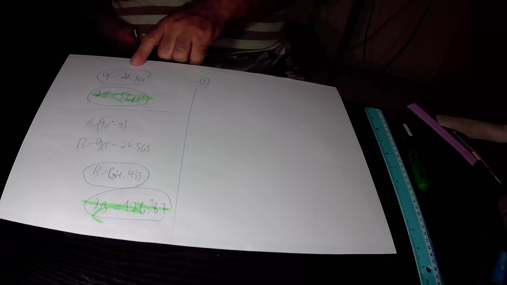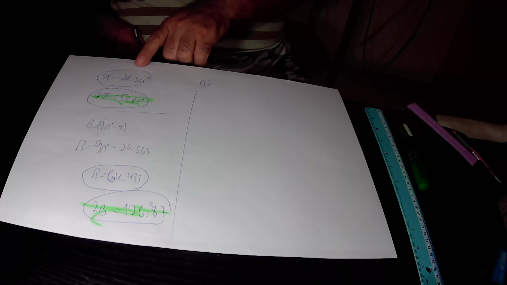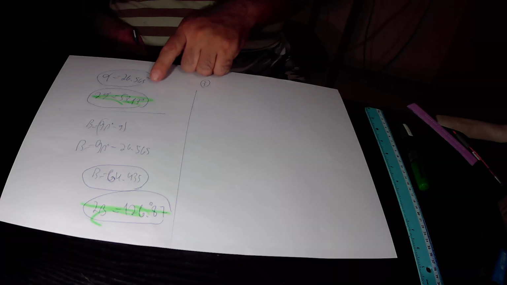Therefore, 2 alpha must be equal to 2 times 26.565, that is 53.13 degrees. Again, alpha equals 26.565 degrees, and therefore 2 alpha equals 53.13 degrees.